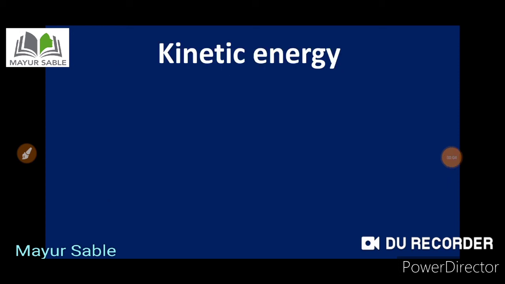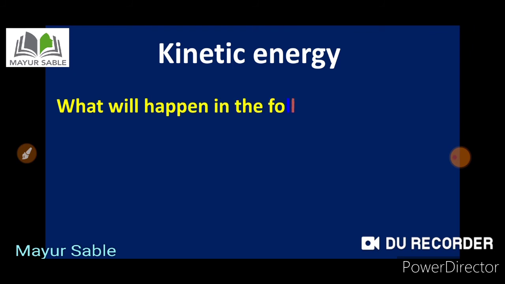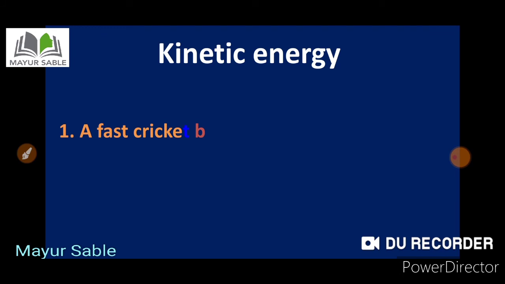Now we are going to study kinetic energy. My question is, what will happen in the following cases? The first case is, a fast cricket ball strikes the stumps. What will happen? Yes, some of you will answer, the batsman will get clean bowled. Yes, but what will happen to the stumps? As we know, the ball has some sort of energy, and when it strikes the stumps, they will get uprooted and fall down.